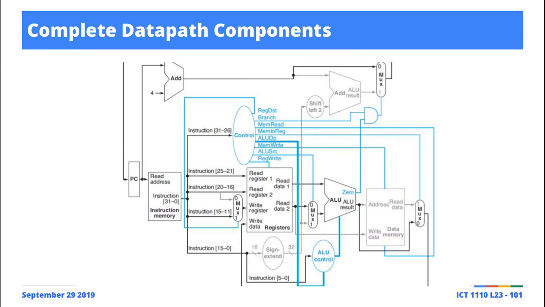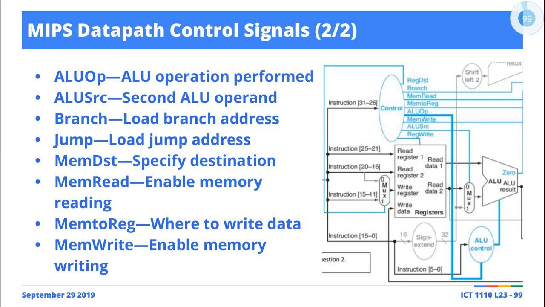The memory destination gets to specify which particular destination in memory you're going to write the data to. Memory read: whether or not the operation involves reading a value from data memory. Remember, we're dealing with instruction memory and data memory. Mem to register: where you're going to write the data if the operation involves writing data to a temporal register, like the add operation, for instance. And memory write: whether the operation you're working with involves writing data to memory.